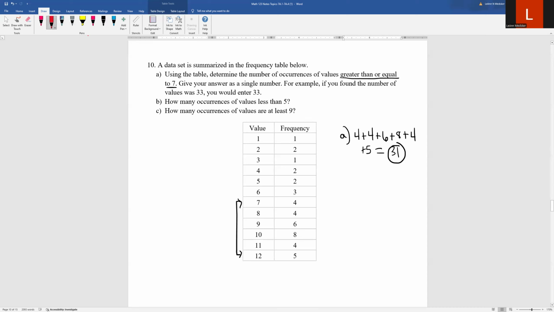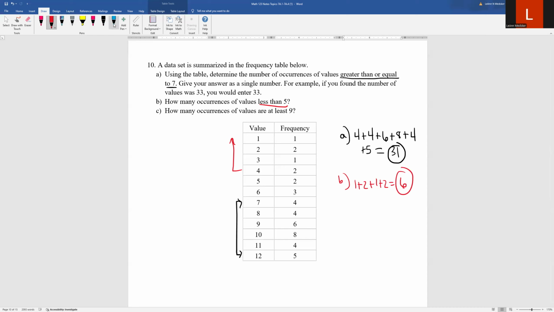Part B, how many occurrences have a value less than 5? So that's not including 5. So that would be 4 or less. So that's this group of frequencies. There was 1 1, 2 2s, 1 3, and 2 4s. That'd be 1 plus 2 plus 1 plus 2, or 6 items.